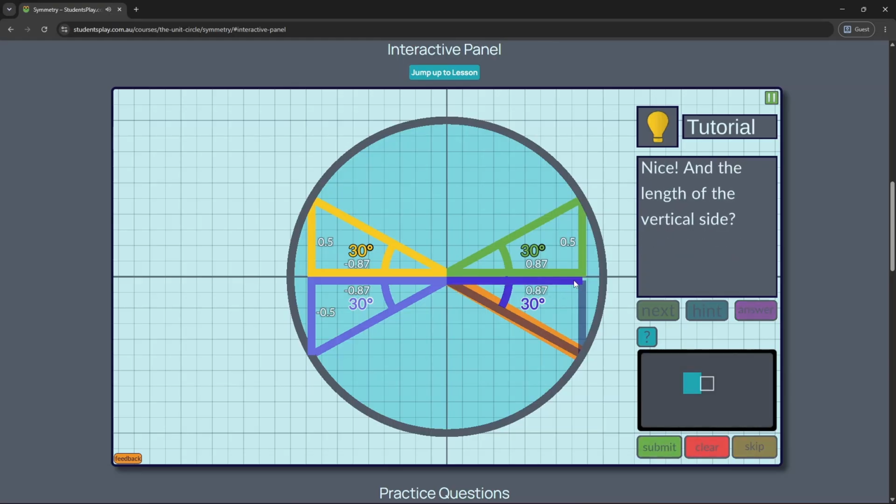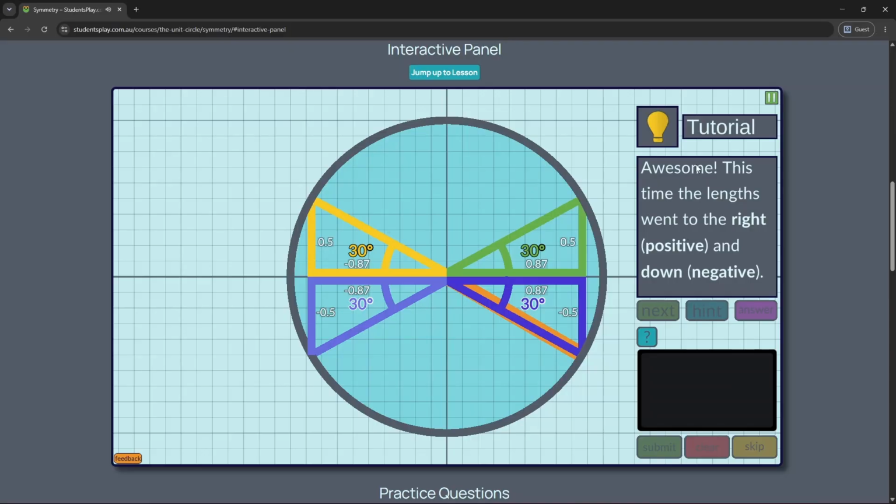And the length of the vertical side, they've all been 0.5, but is it positive or negative? Well, positive would go up here, so if we did 0.5, yeah, that would go up there. So we should try negative 0.5. It goes down there, nice. Awesome, this time the lengths went to the right, positive, and down, negative. Cool.